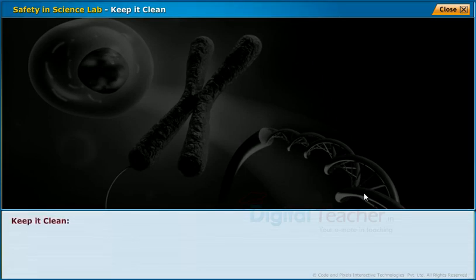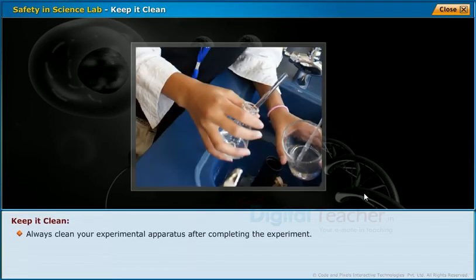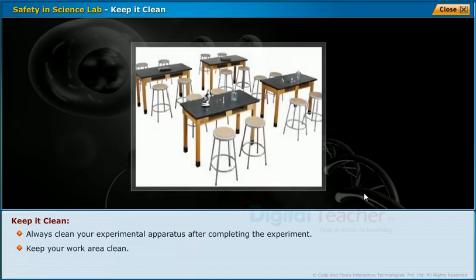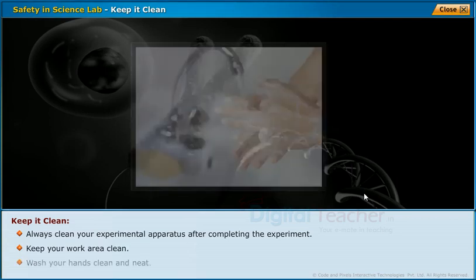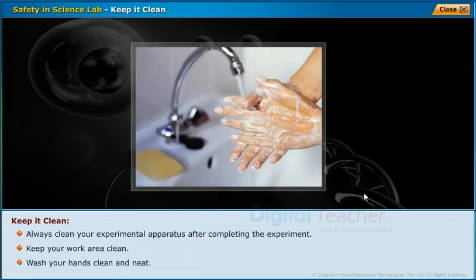Keep it clean. Always clean your experimental apparatus after completing the experiment. Keep your work area clean. Wash your hands clean and neat. Now, let us learn about the secret of inventions and discoveries.